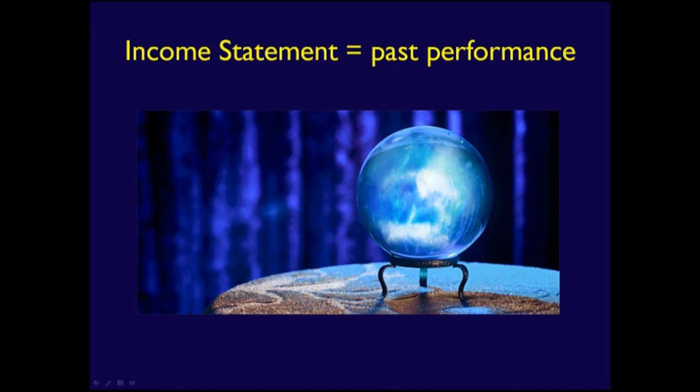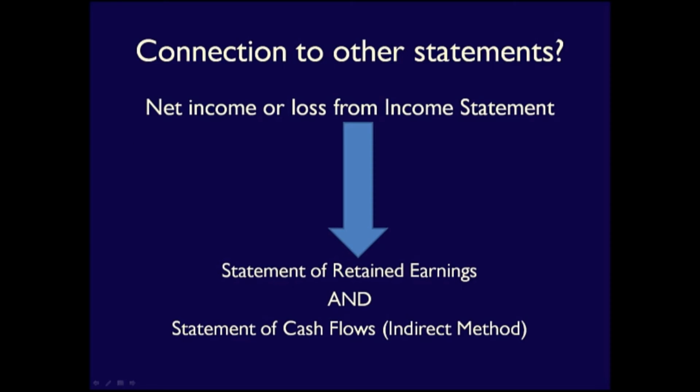Investors and creditors base their decisions on their beliefs about a business's future performance. Income statements, which show past performance, give stakeholders information to help them make predictions about future profitability. The income statement is connected to two other financial statements. The net income or net loss from the income statement is used in both the statement of retained earnings and the statement of cash flows under the indirect method.